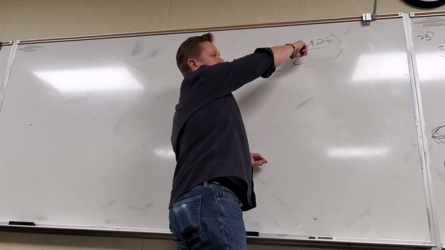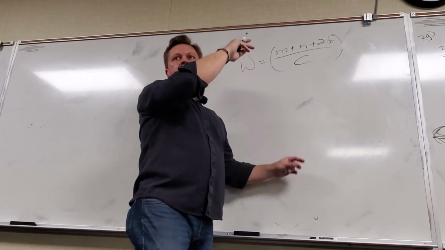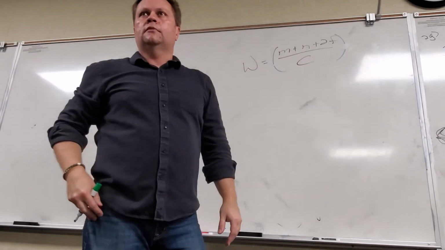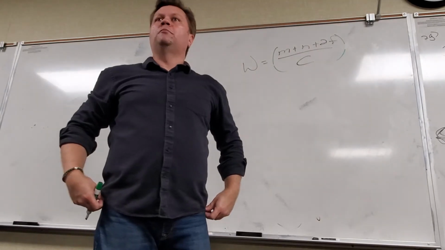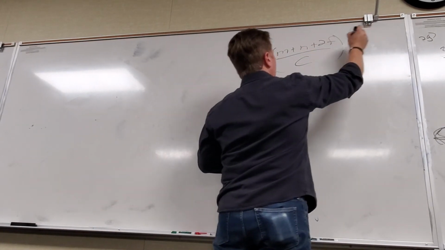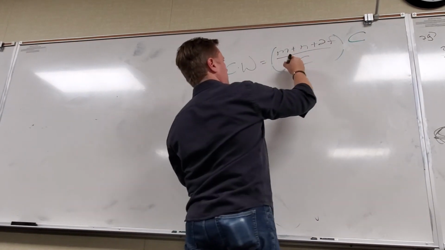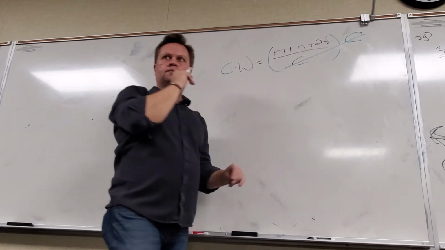Yeah. What's the worst thing happening to that n? Division by c. How do I cancel division? Multiplication. So if I multiply by c, what do the c's do? Cancel. That's it.